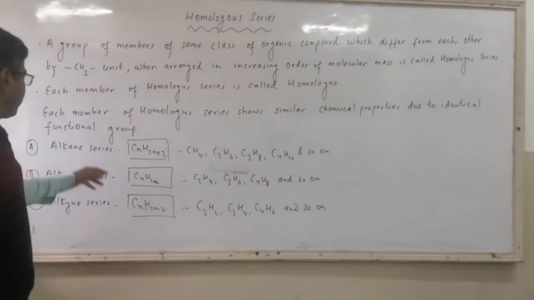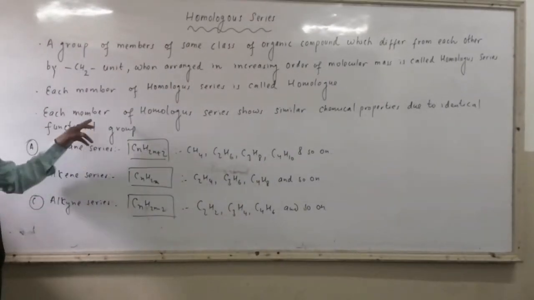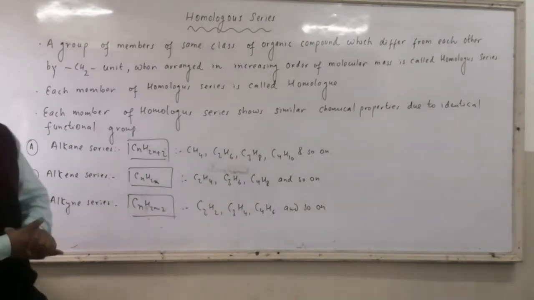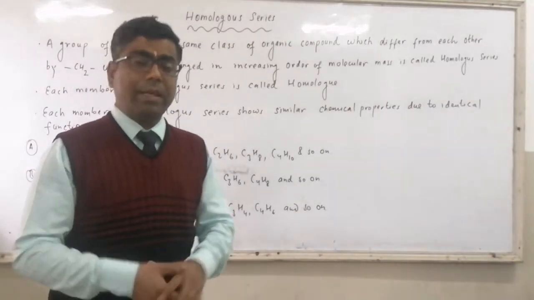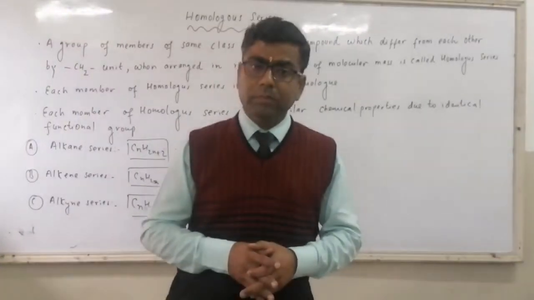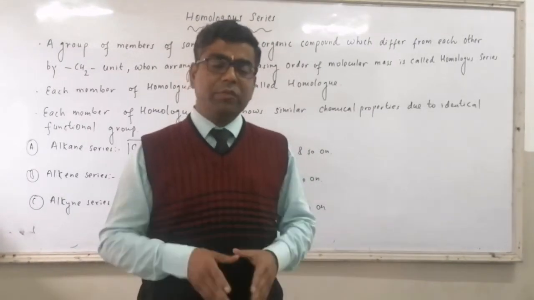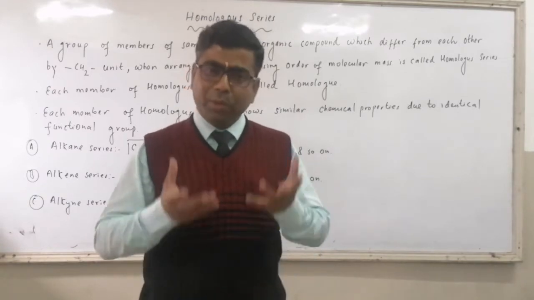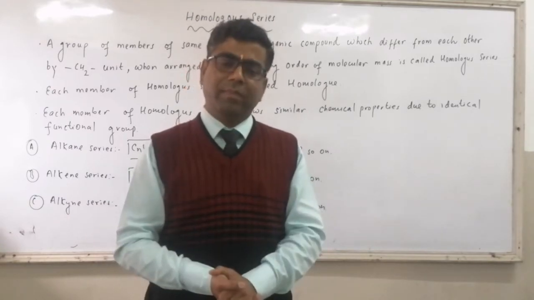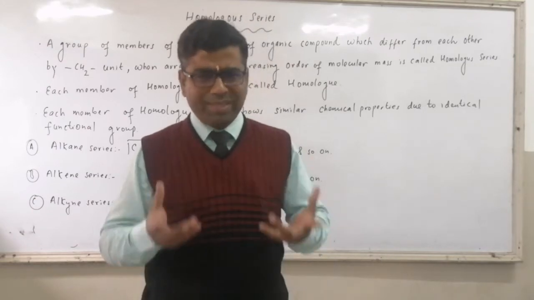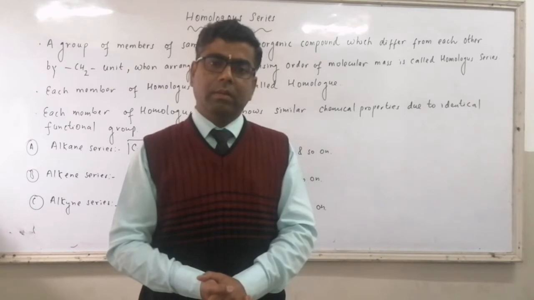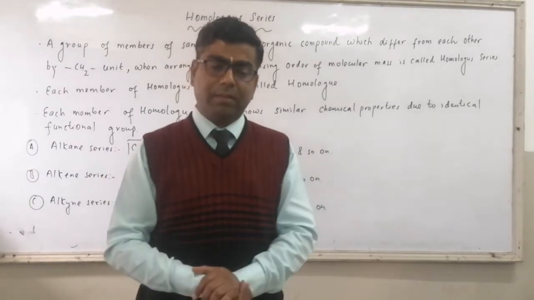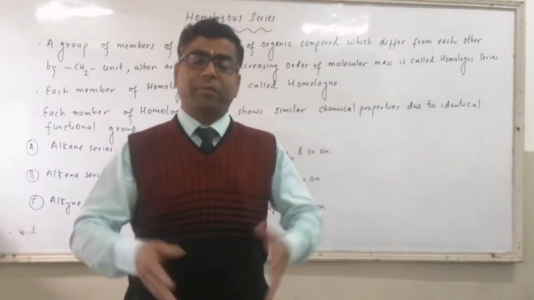Let us get the series. Sorry, one more point. Each member of a homologous series shows similar chemical properties due to an identical functional group. The chemical reactions are the same. All the members which belong to a homologous series exhibit similar chemical properties. That's why they belong to the same class, the same series. But there is a difference in mass, so their physical properties will be different.